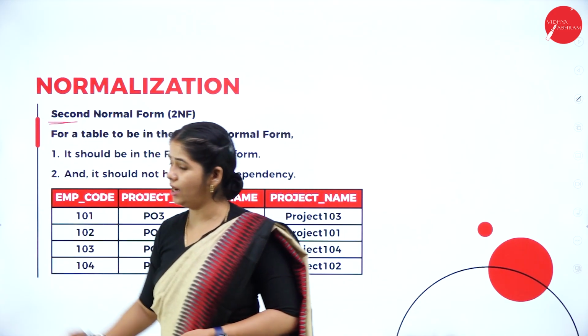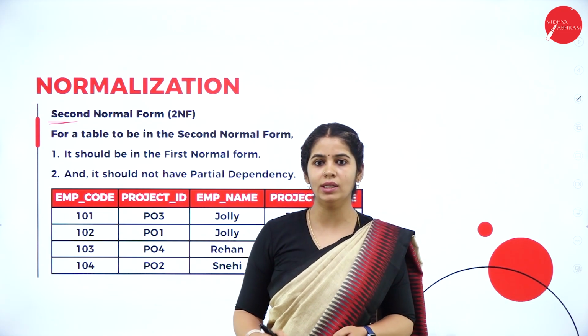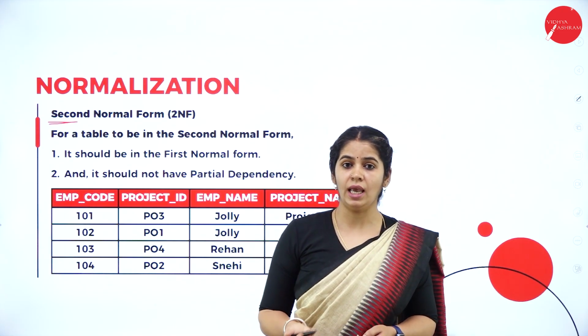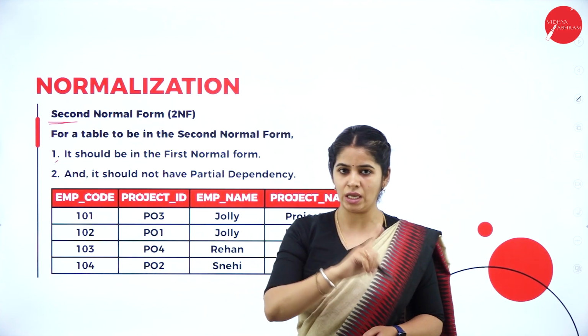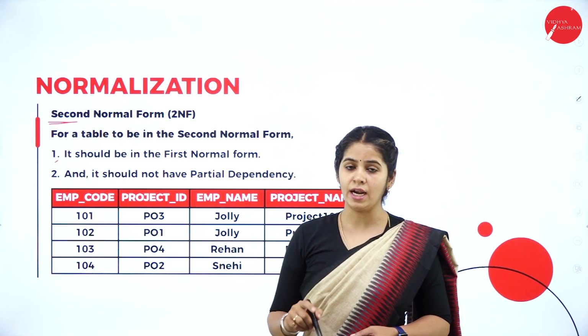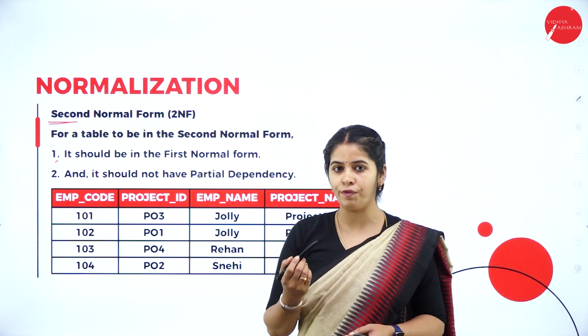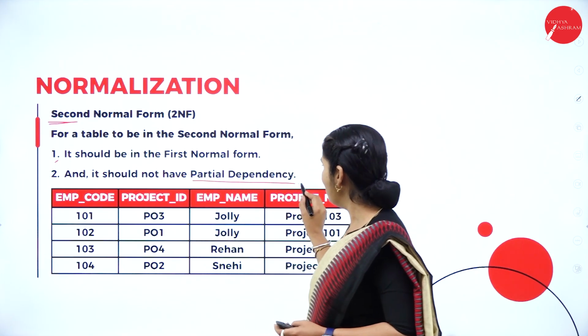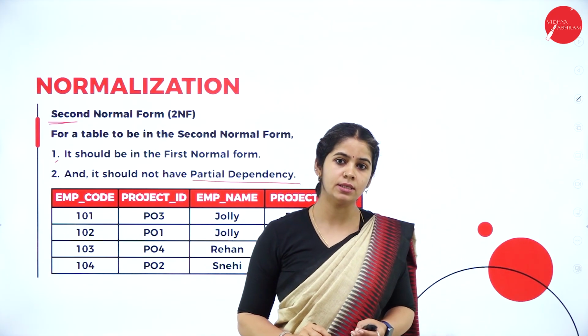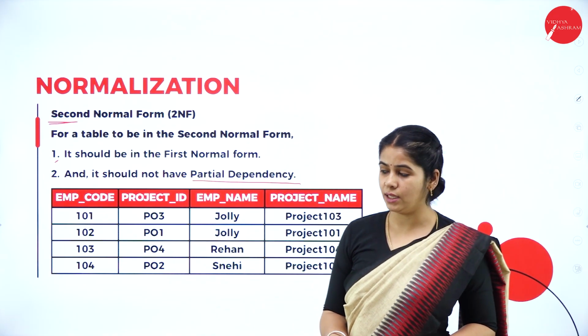What is a constraint to say the table or the relationship is in a second normal form? That is the first constraint, it should be in the first normal form. It should satisfy all the constraints of the first normal form. And the second point is that there should not be any partial dependencies. What do you mean by partial dependencies?